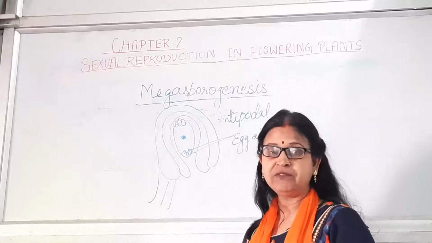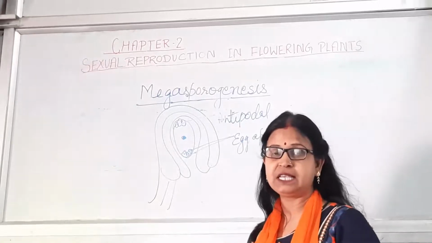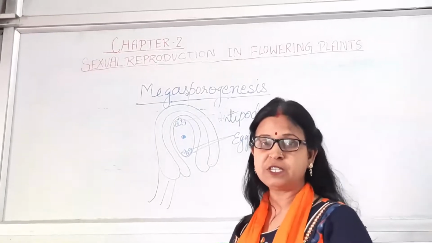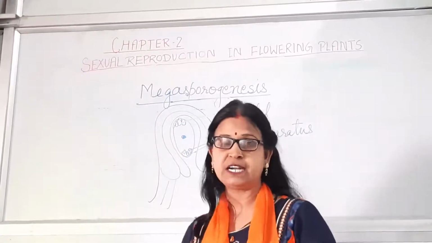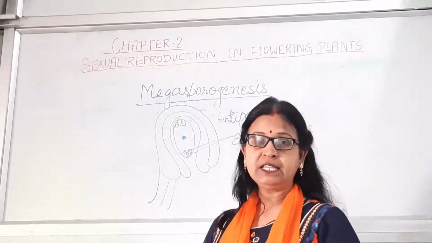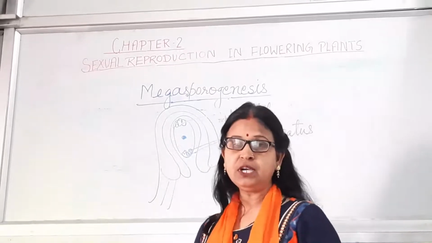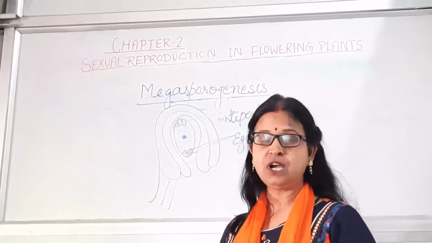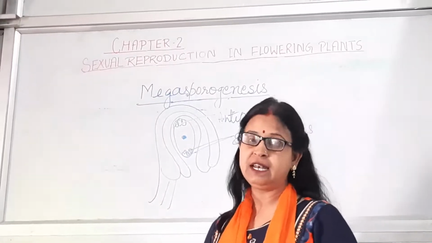So at the end we can say that in the pre-fertilization event, first is microsporogenesis, then megasporogenesis, that is the formation of male and female gametes took place, and after that they will be transferred to the stigma of the flower, that is through pollination, that we will see later on.